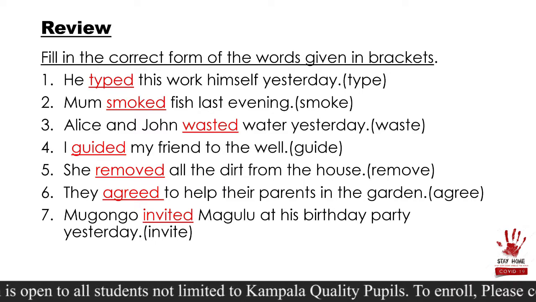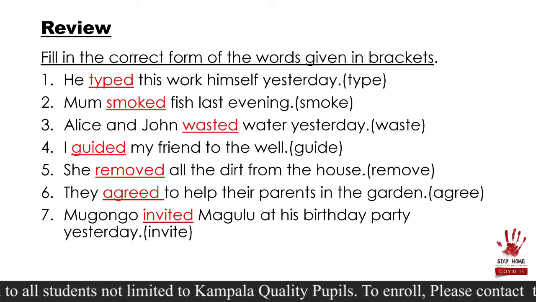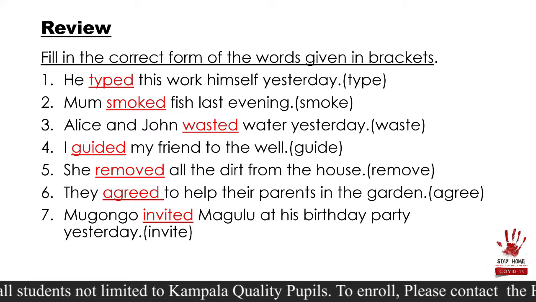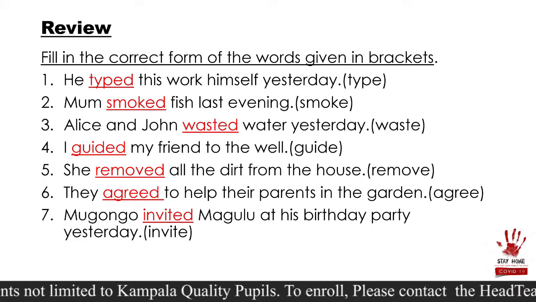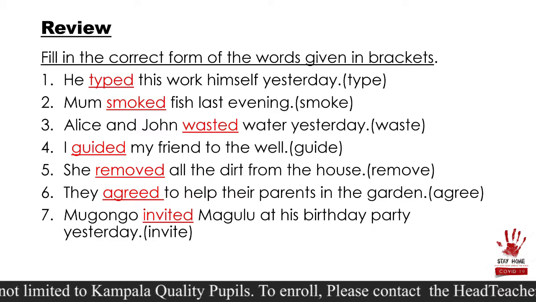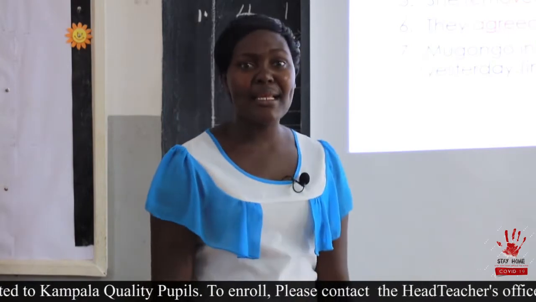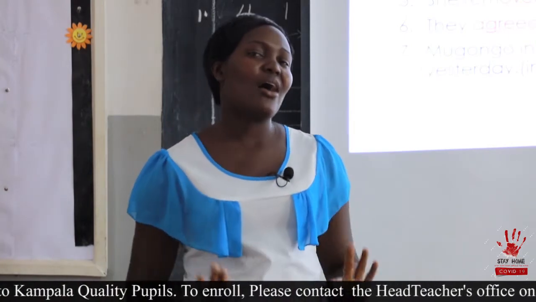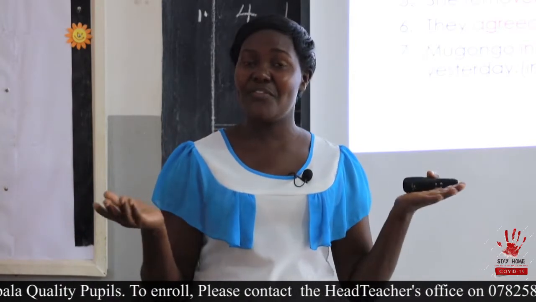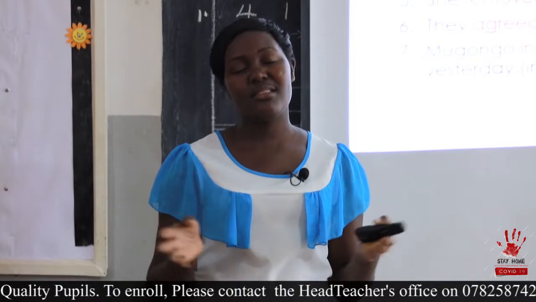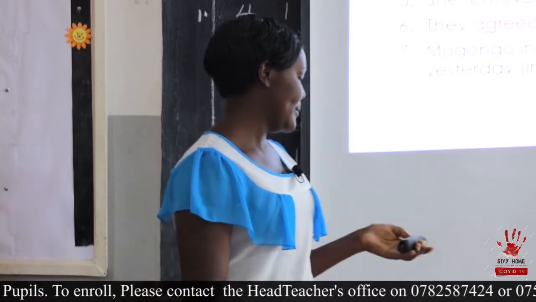They agreed to help their parents in the garden. Agree. We add D to have agreed. Mugongo invited Magulu to his birthday party yesterday. What did Mugongo do? Invited. It was a matter of adding D. I believe you got 7 out of 7. I told you English is very simple, as long as you follow the principles, the procedures, and the punctuation marks. Trust me, you'll pass everything.